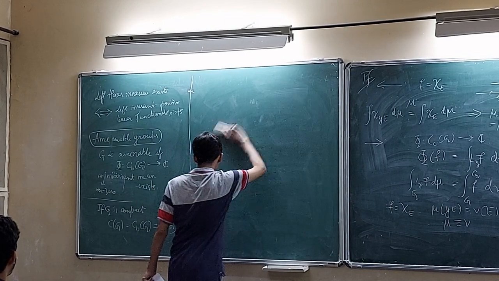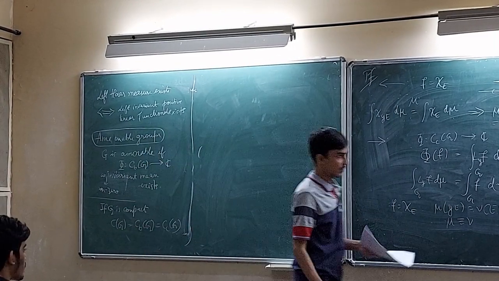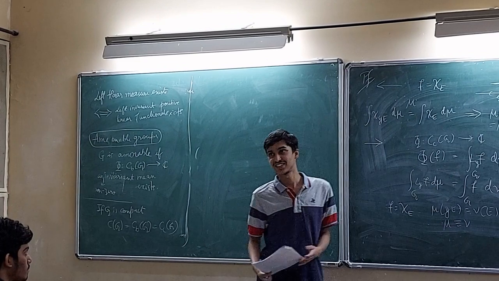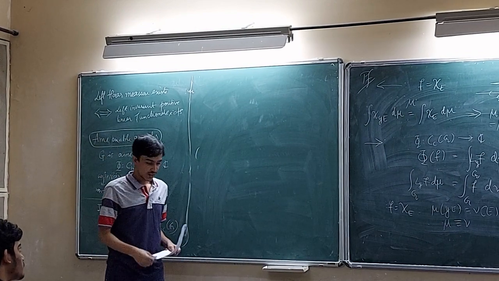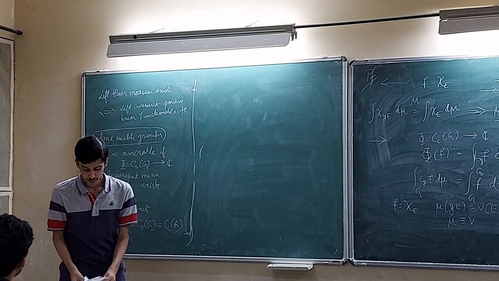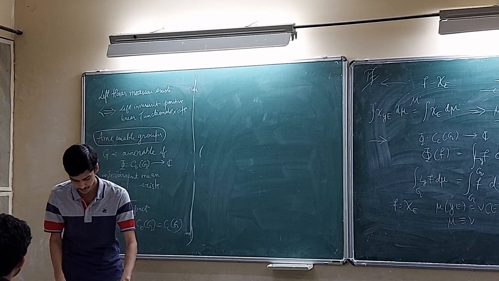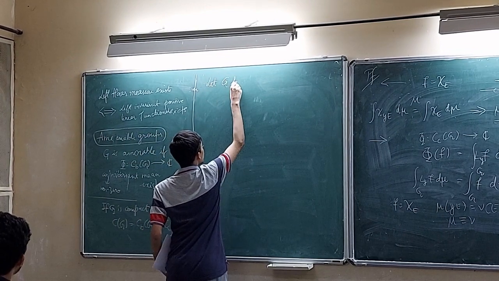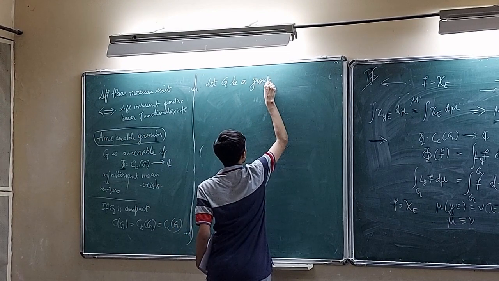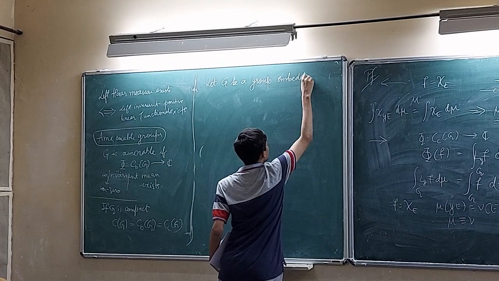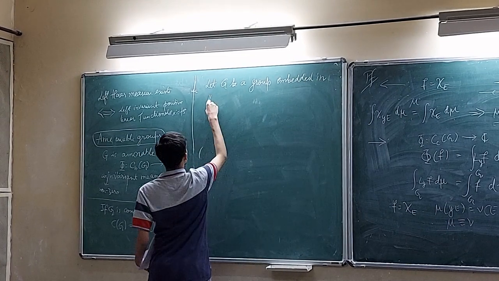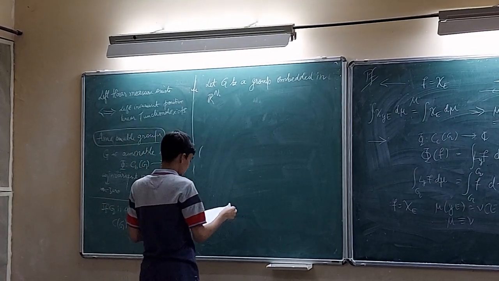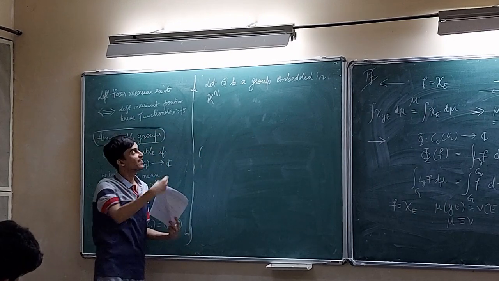Alright, so let's do one more example before going to the main thing: that Haar measures actually exist, and surprisingly they are unique. So the example I want to do is this. Let G be a group embedded in Rn. So basically, in a sense, the underlying manifold of G is embedded in Rn.